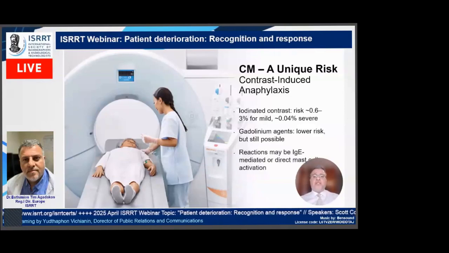Importantly, contrast reactions can be IgE-mediated or result from non-immunologic mast cell activation, making them unpredictable. Even if a patient has had prior scans with no reactions, they can still develop anaphylaxis during a future one.